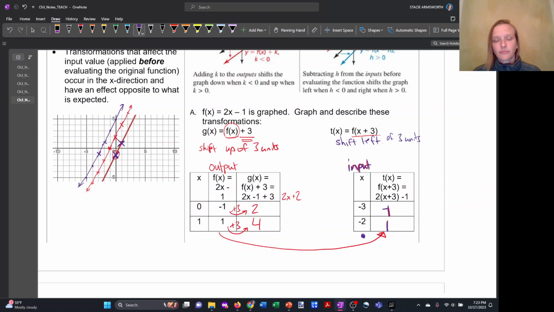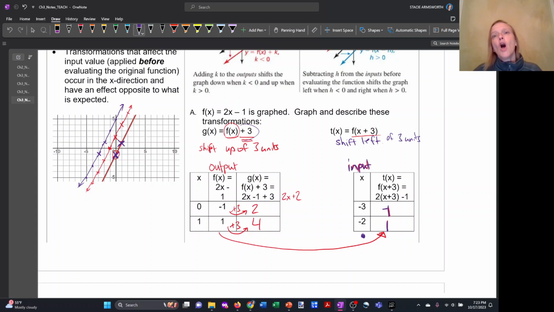Now, here, when we added 3, the shift was upward. And for the g function, the shift was upward. It was in the y direction, and the shift was in the direction we expect. Positive means up, negative means down.